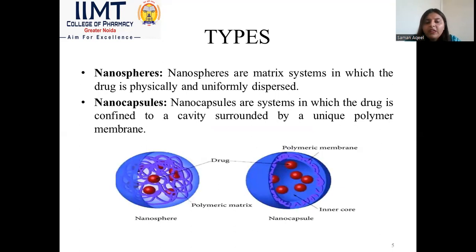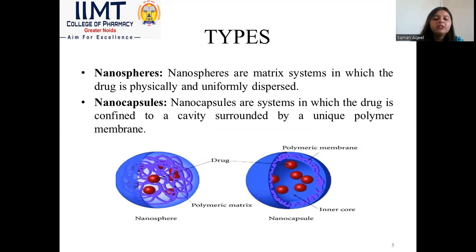Here are the basic types of nanoparticles. First one is the nanosphere. Second one is the nanocapsule. Nanospheres are matrix systems in which the drug is physically and uniformly dispersed, while nanocapsules are systems in which the drug is confined to a cavity surrounded by a unique polymer membrane.